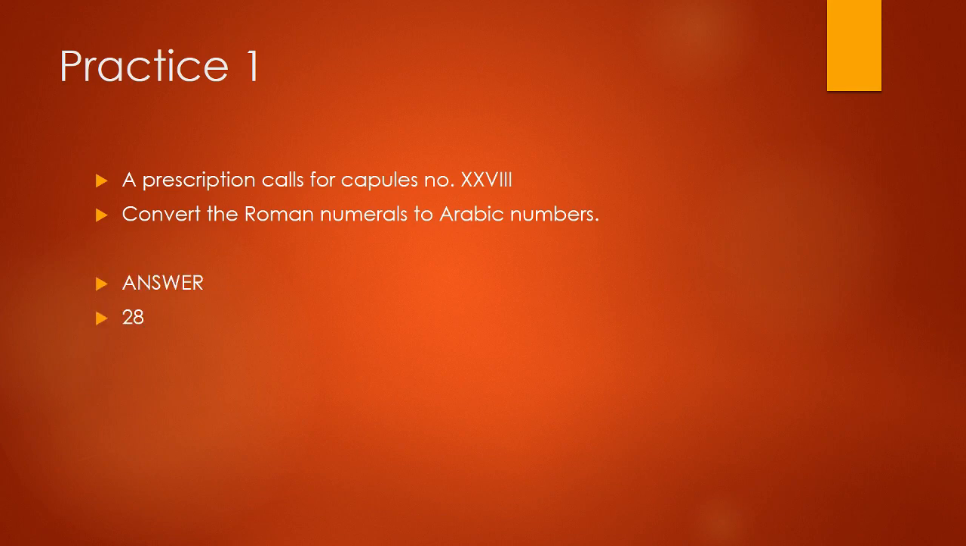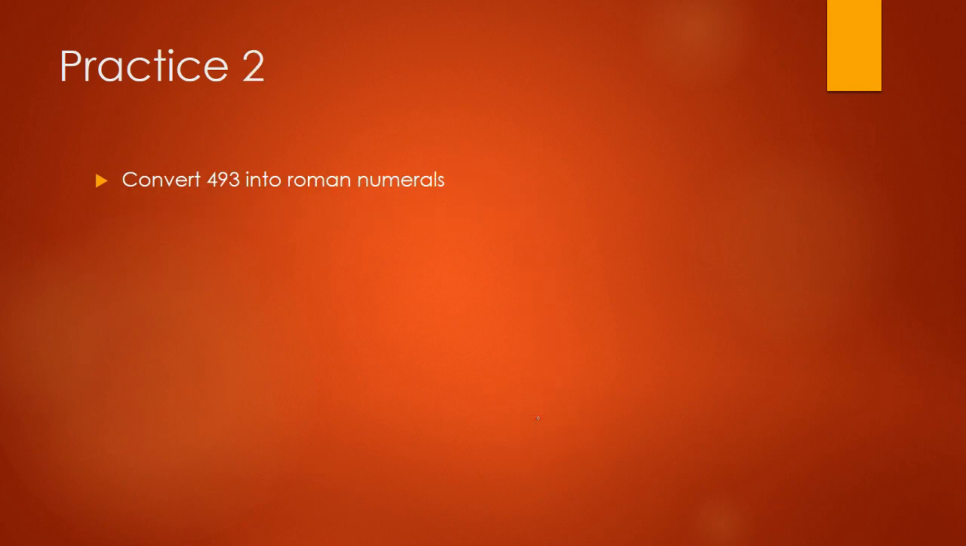Did you get 28? So XX, each X equals 10. Then afterwards, VIII: V is 5, III represents 3. Once you add that all together, your total should be 28. Practice number 2. Convert 493 into Roman numerals. Take some time to practice. Once you have your answer, click play.